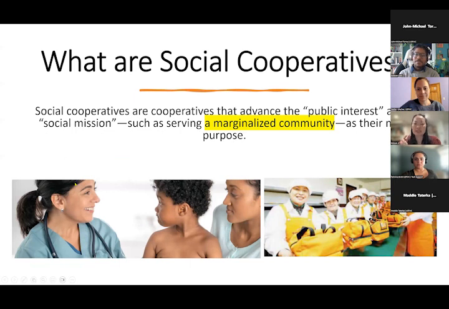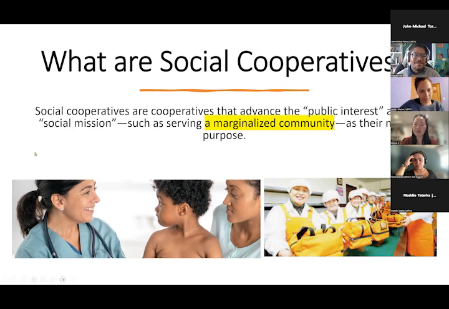So what are social cooperatives? Social cooperatives have a few important characteristics. Number one, cooperatives have to advance the public interest. That comes with a social mission, such as serving a marginalized community. That is a really important characteristic of a social cooperative. So if I'm working in different areas and I'm not serving a marginalized community, perhaps your cooperative may not belong to these social cooperatives, right?